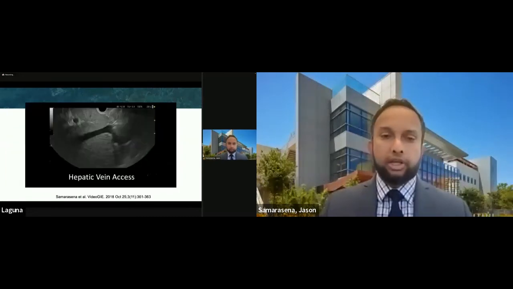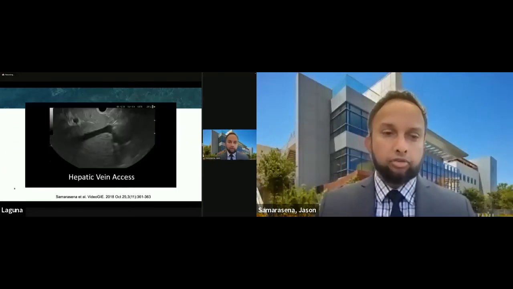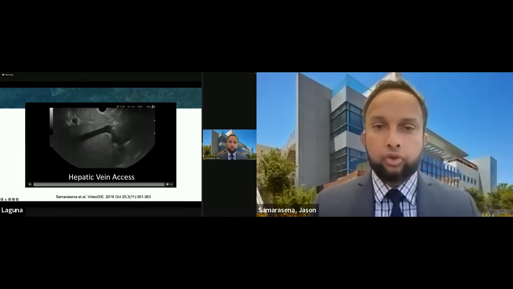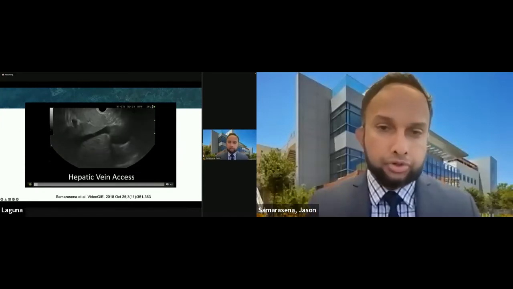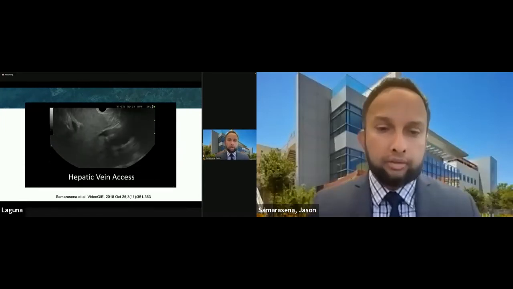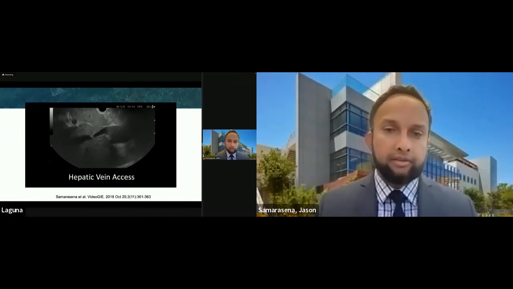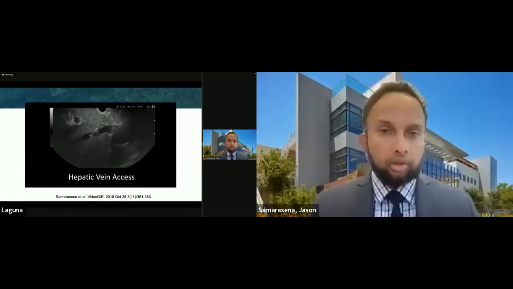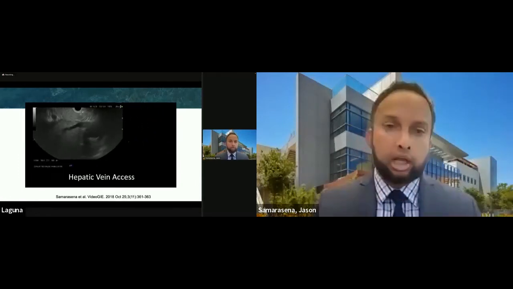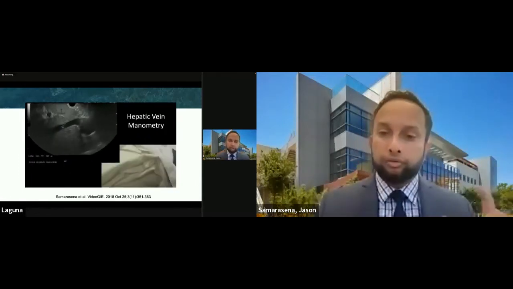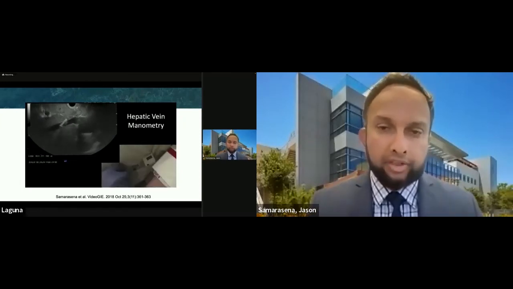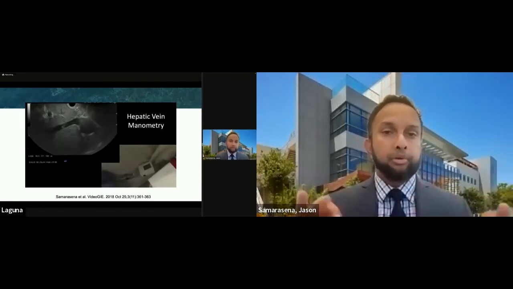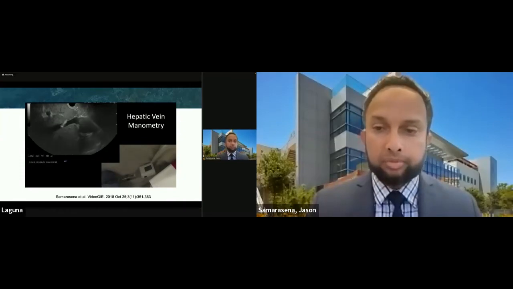This is a video showing the transgastric transparenchymal approach, puncturing the middle hepatic vein. And so what you'll see here is you can see the needle in the hepatic vein. We're going to flush with a little bit of the heparinized saline. You usually see some bubbles, sort of confirming good placement.